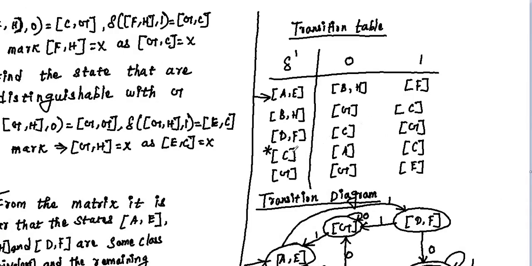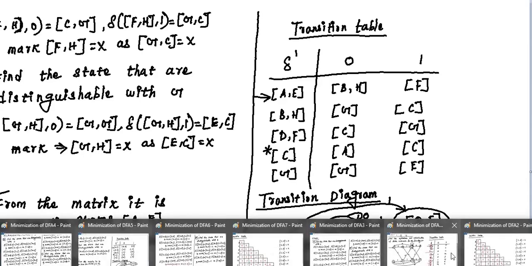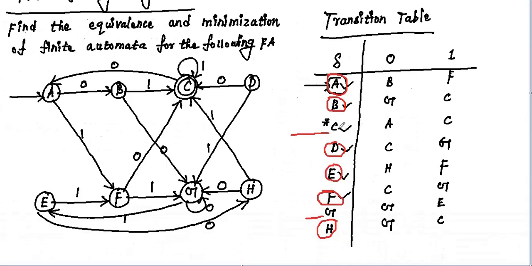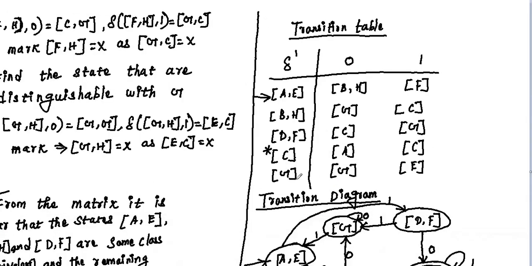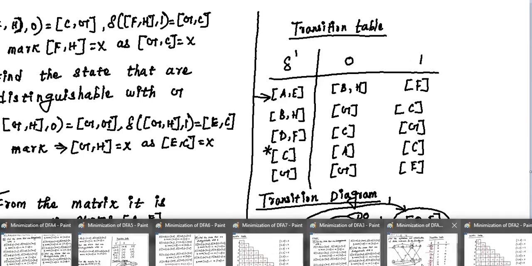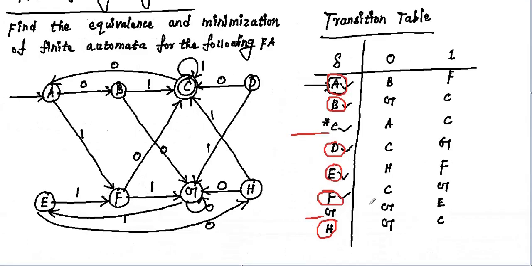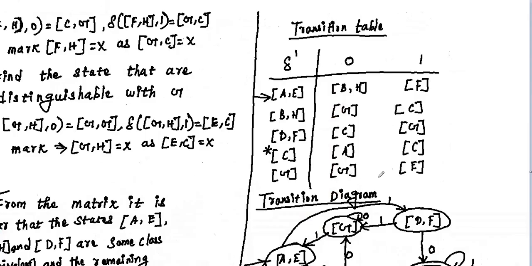Next, remaining states C and G. C0, how do you write the answer? See the original transition table or diagram. C0 is A, C1 is C. Here you write AC. G0 and 1, look at the original transition table or diagram: G0 is G, G1 is E. Here GE. So we have done the minimized transition table.